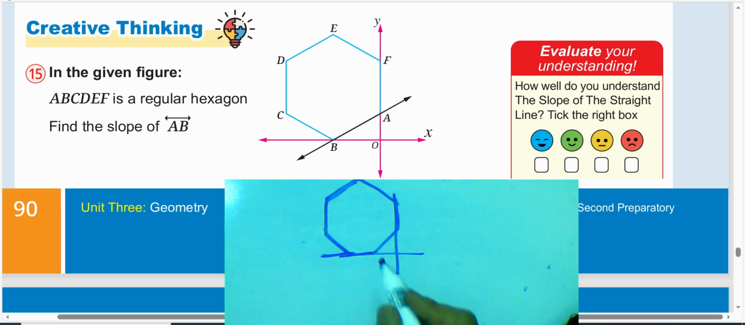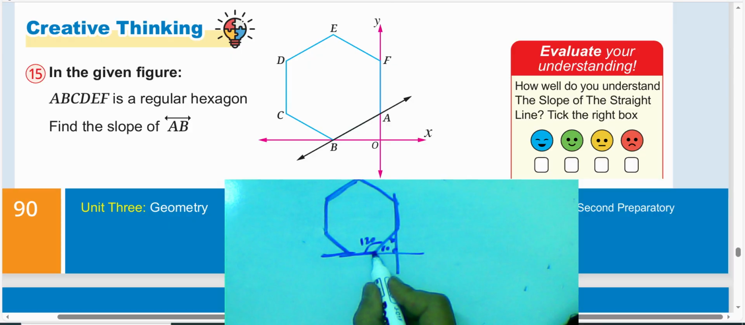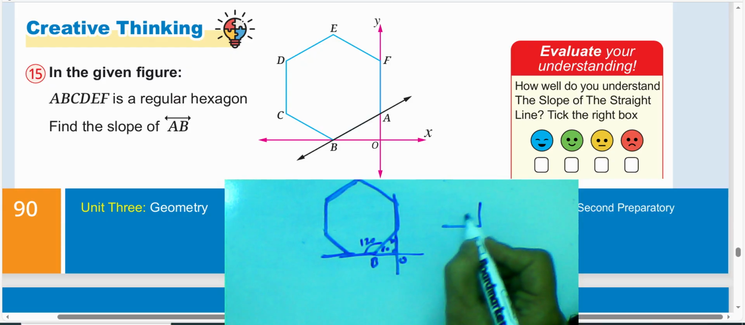We have a hexagon, and the measure of each angle here is 120. This angle will be 60, and this here will be 30. This point here is P and this is O. We have 30, 60, then we have a right angle triangle. We have 60 here and 30.